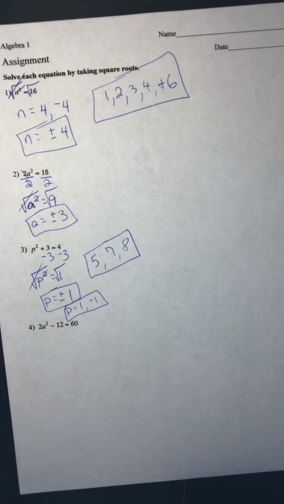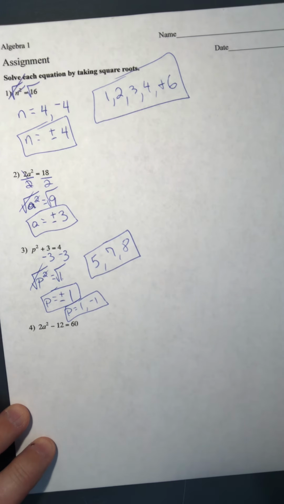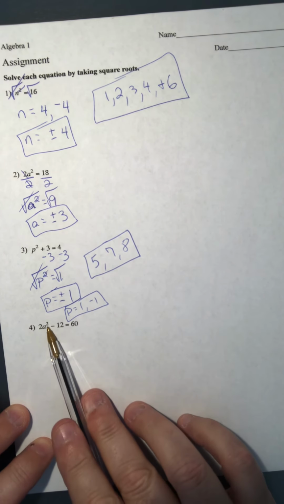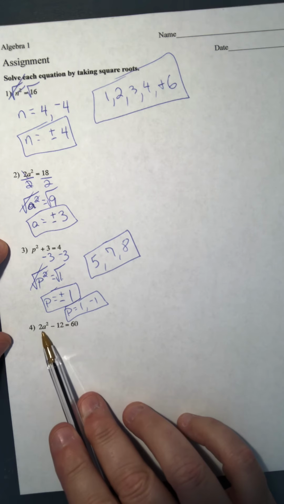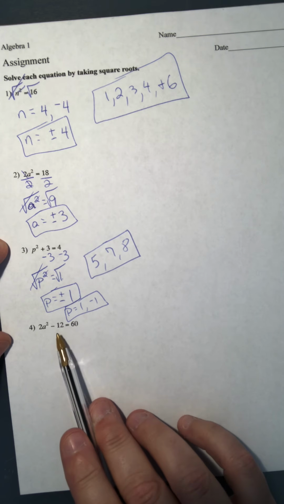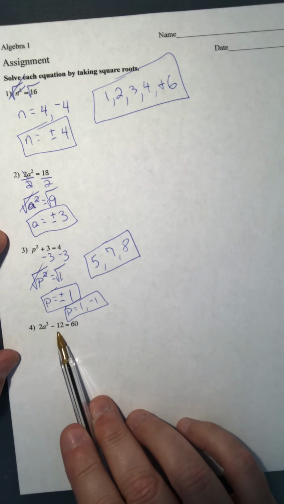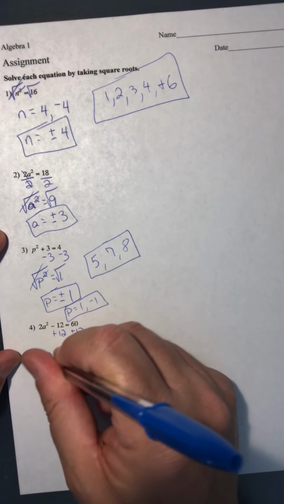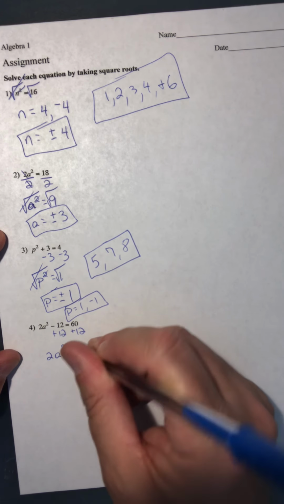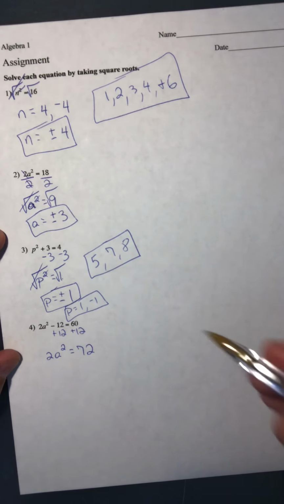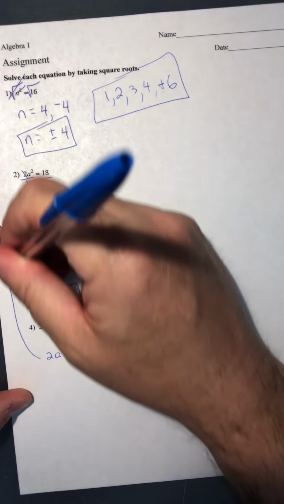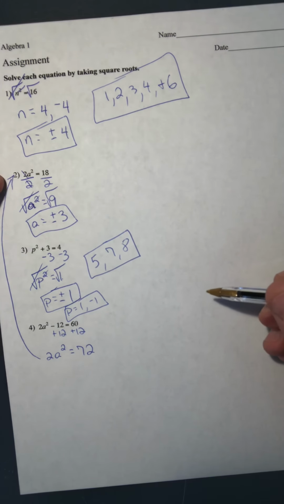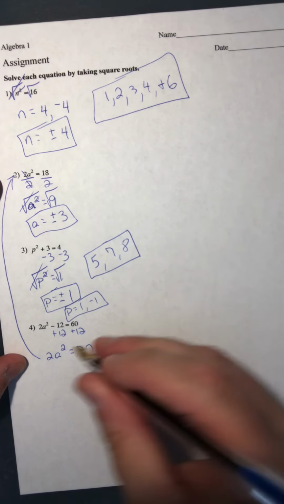Number 4, you'll notice we've got 2 things on the left-hand side with our a squared. We've got a 2, we've got a -12. But just imagine that squared wasn't right there. So in your mind, cross that out. If I had 2a minus 12 equals 60, well, the first thing I would take care of is that -12. You're going to do the same thing here. I'm going to add 12 to both sides. And that leaves me 2a squared equals 72. So now, this looks a whole lot like what we had on number 2. I'm ready to just divide by 2.